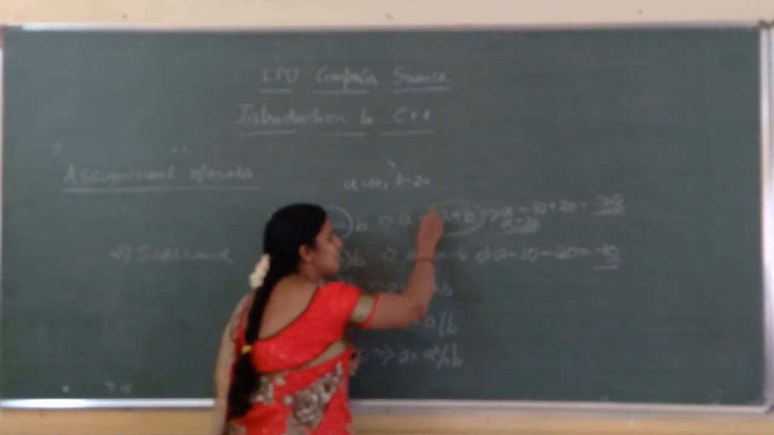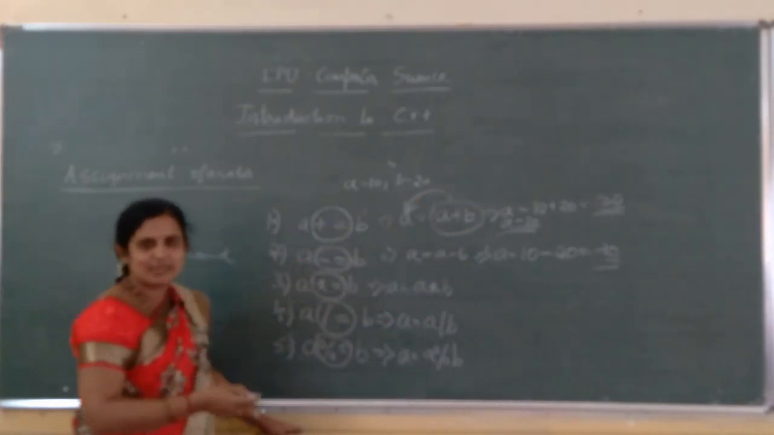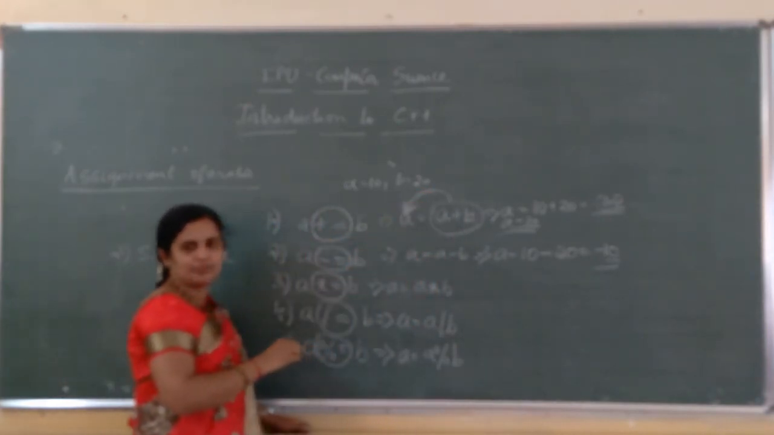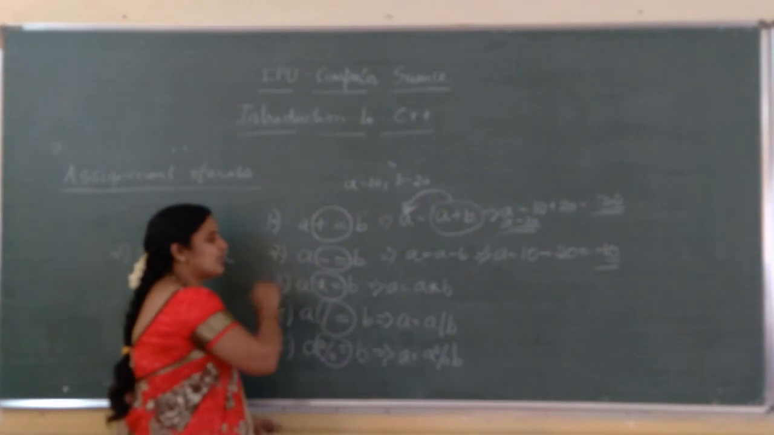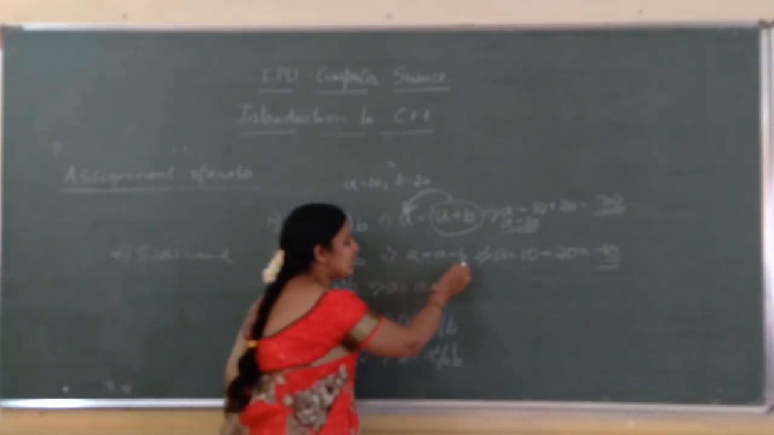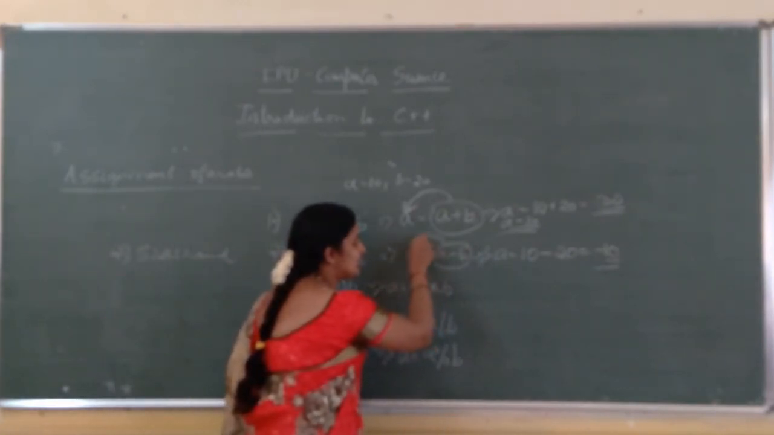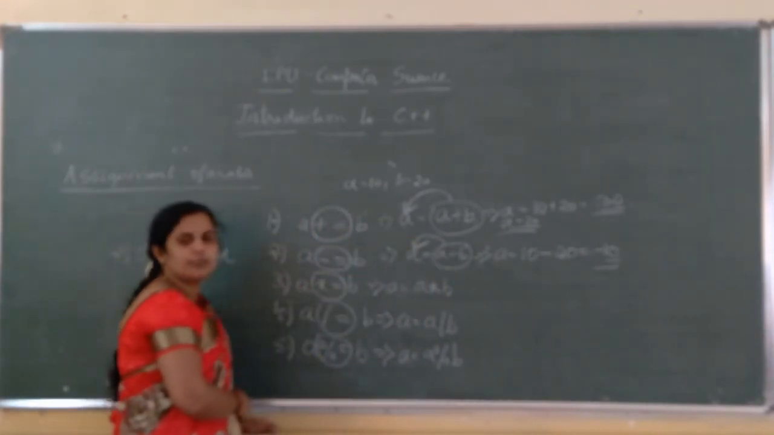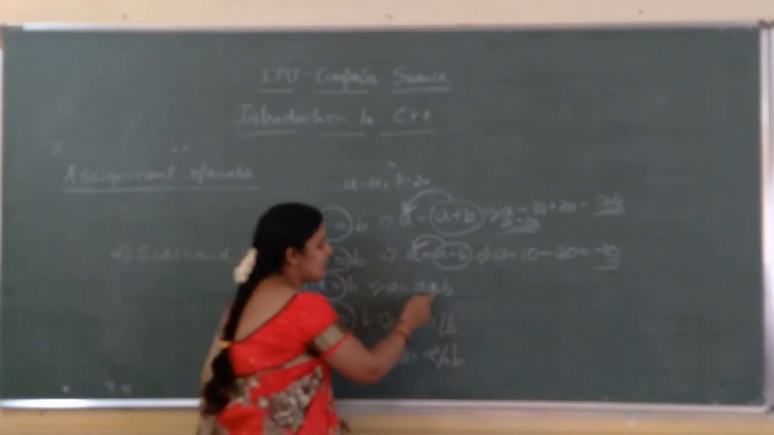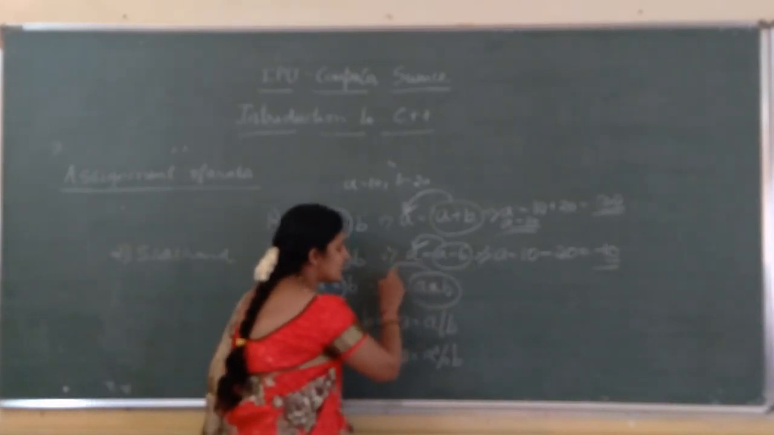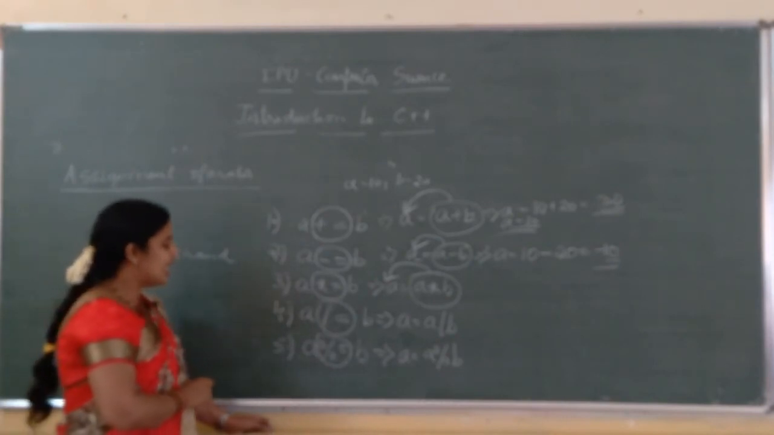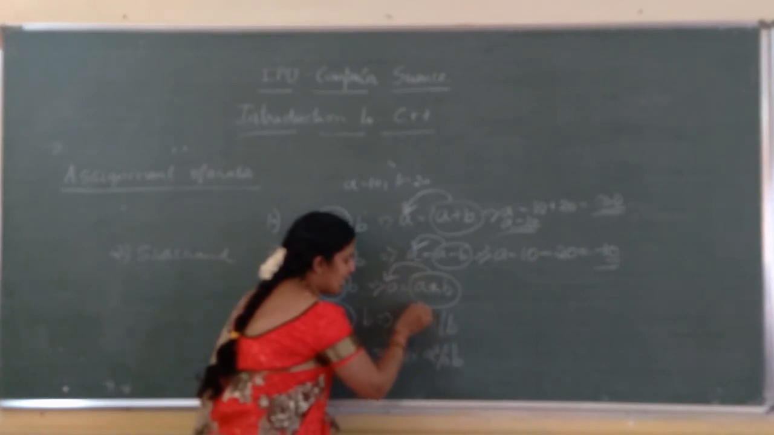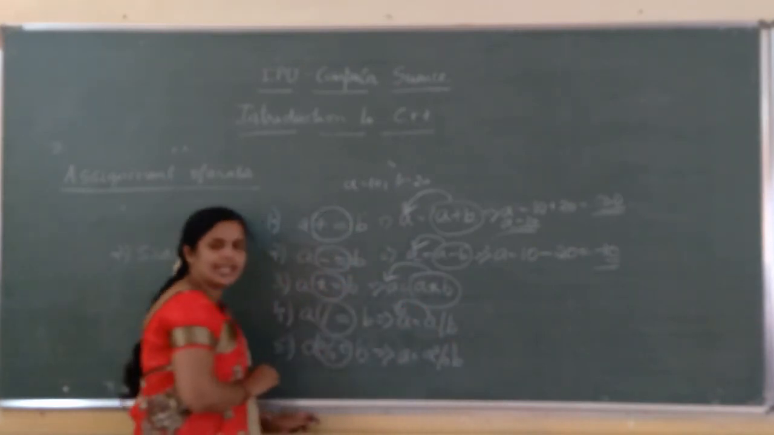It assigns A plus B to A. Okay, it's an assignment operator, so you can say like that: A plus B is assigned to A. Similarly, A minus equal to B. B is subtracted from A and the result is assigned to A. A multiply equal to B. Here B is multiplied with A and the result is stored in A. A division equal to B. What it does? A will be divided by B and the result is assigned to A.